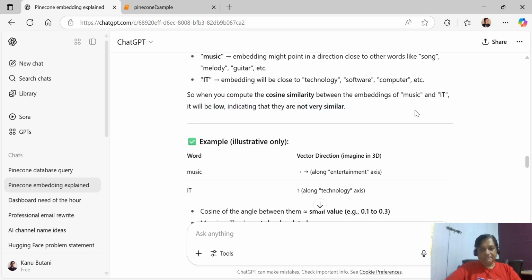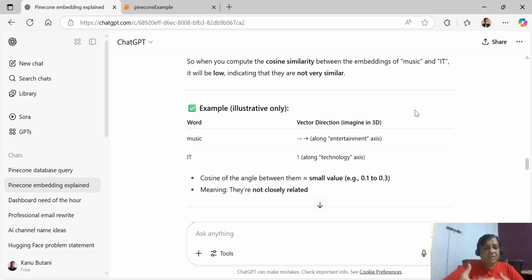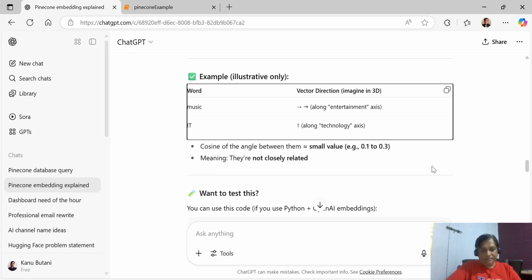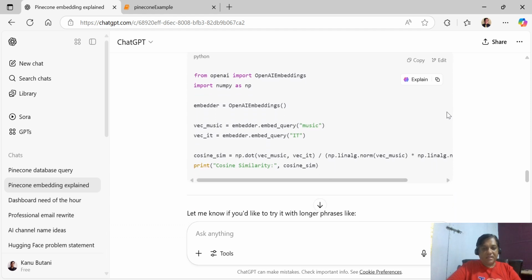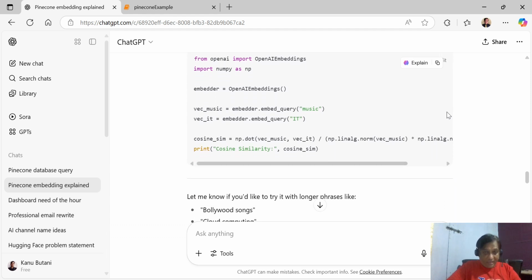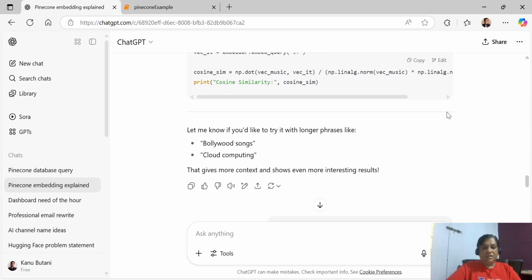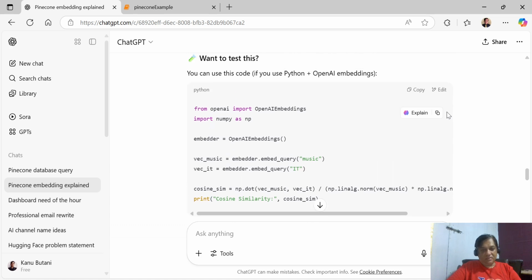If I say I like music, it will point along the entertainment axis, and IT will point along the technology axis. So these two will not be the same. They are not closely related to each other. So the cosine similarity will be low, and these two things are totally different. Music is totally different. IT is totally different.